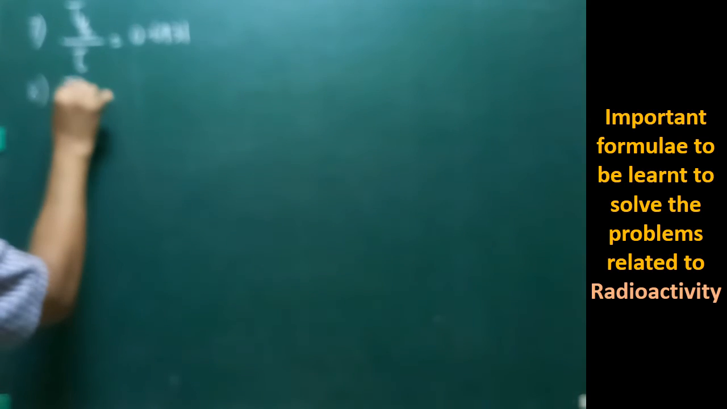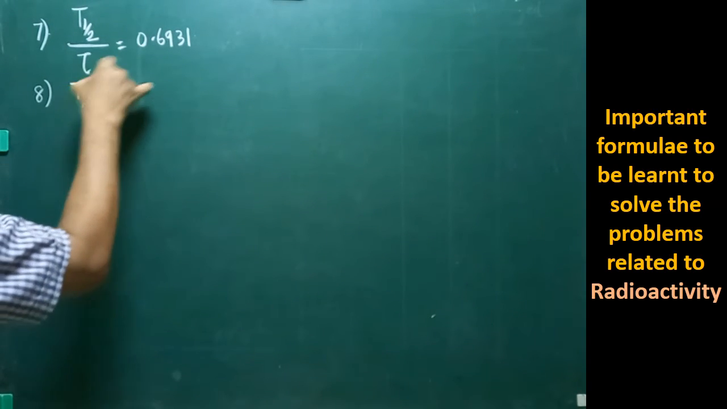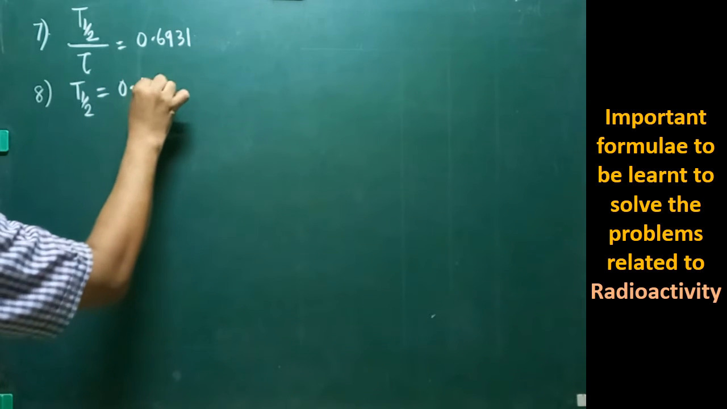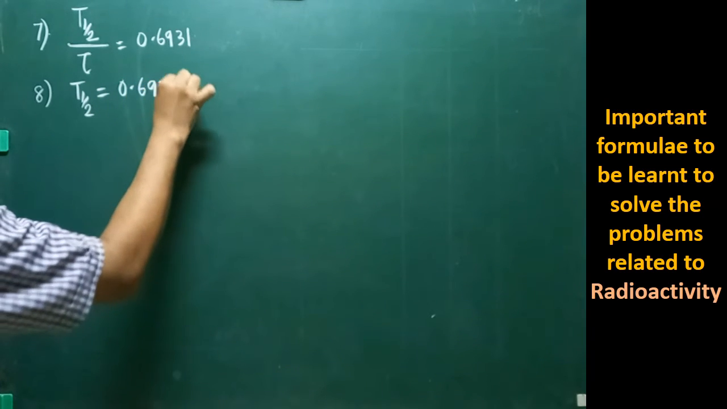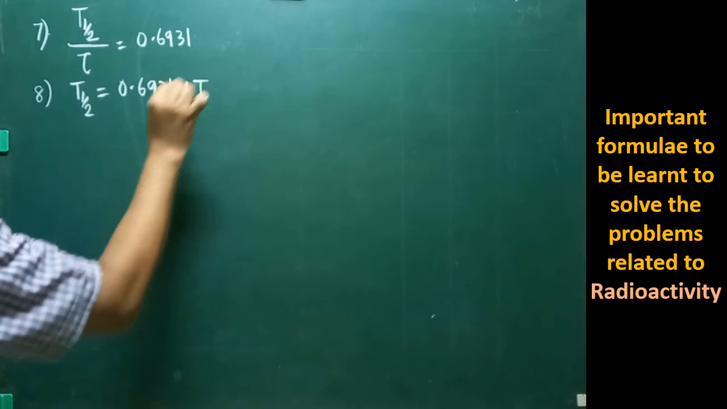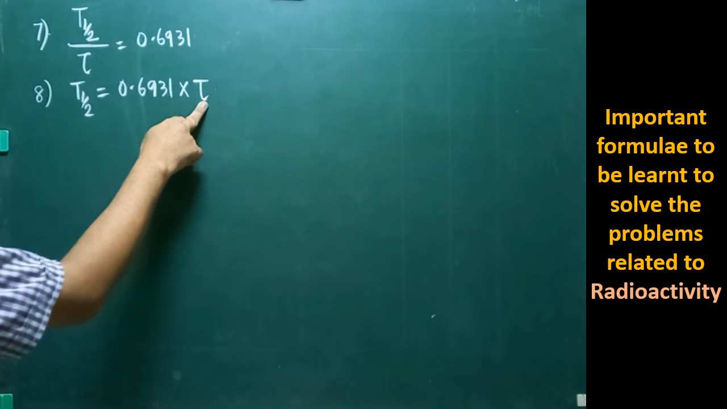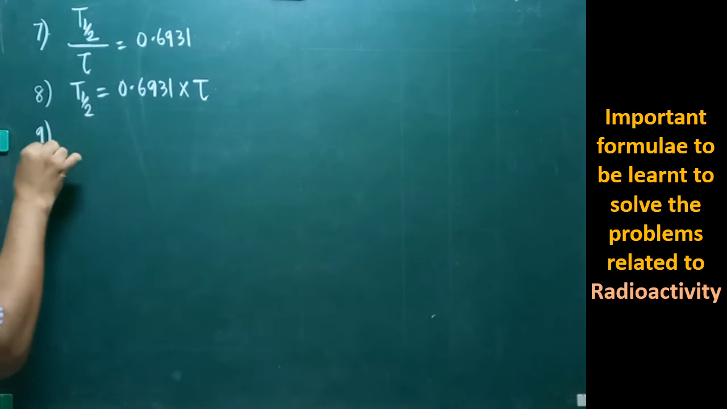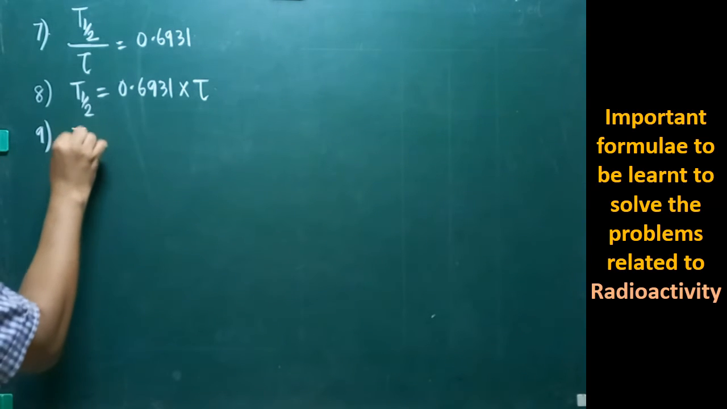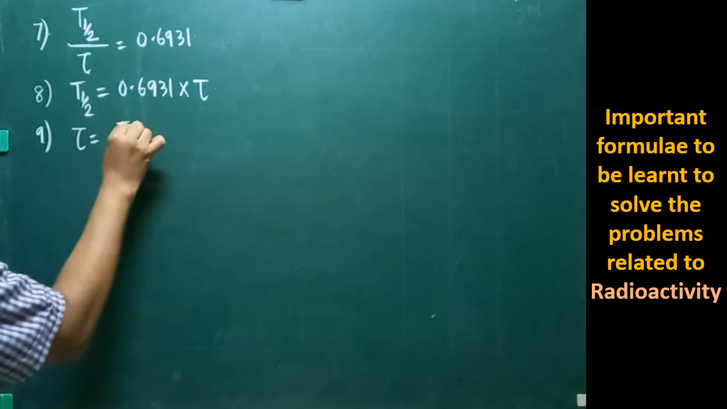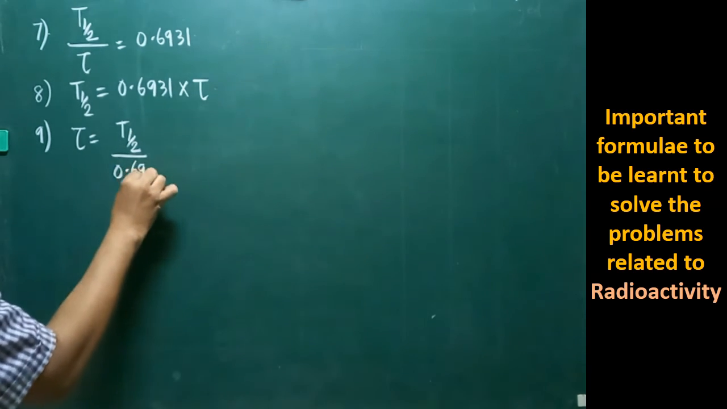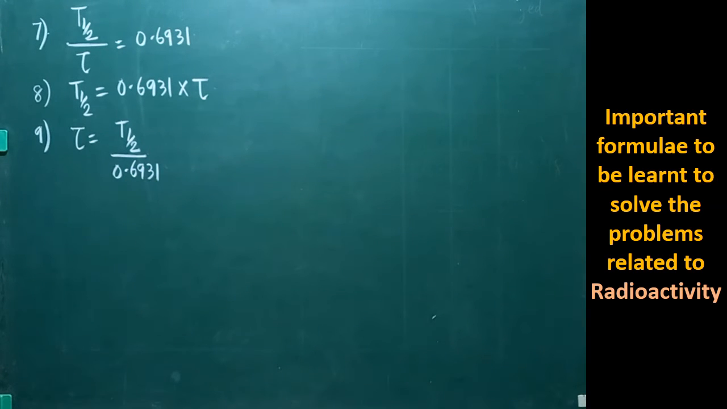From this expression, we can get the other expressions also. To get half-life, multiply this factor with tau: 0.6931 into mean life. So this is the formula. By knowing the value of tau, the mean life, we are able to calculate the half-life. And we can write one more formula to get tau. Tau is equal to half-life divided by 0.6931. So these are all the formulae which are available one by one.